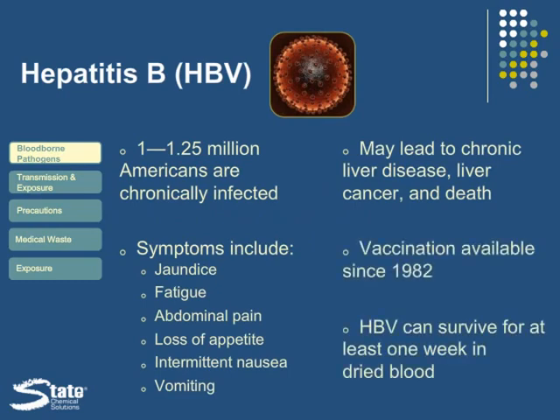This is a virus that chronically affects between 1 and 1.25 million Americans. While hepatitis B can survive in dried blood for at least a week, there has been a vaccination available since 1982 that can prevent contraction of this disease even if exposure occurs.